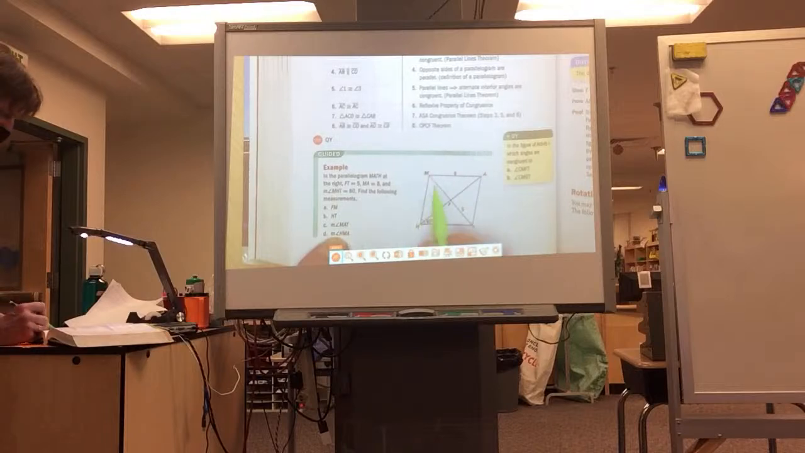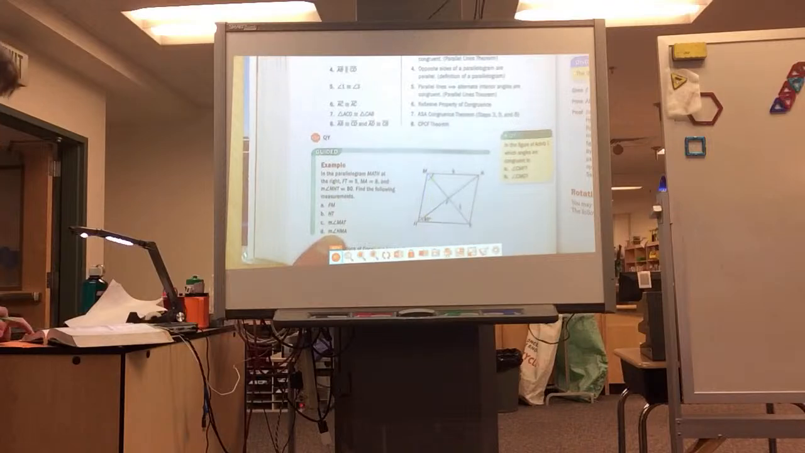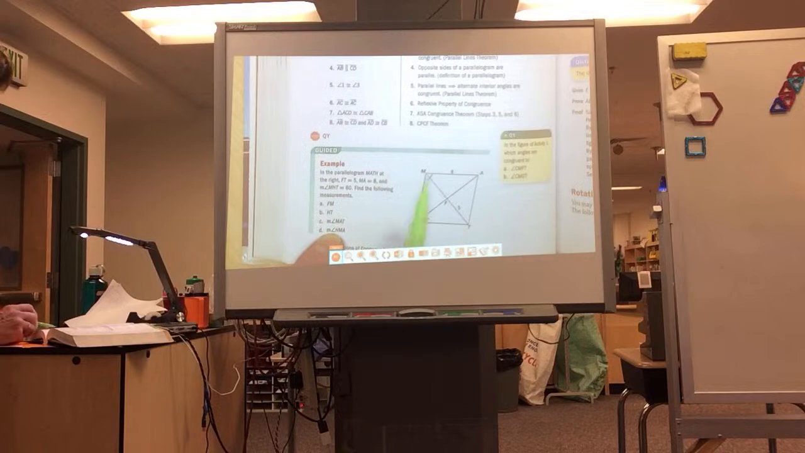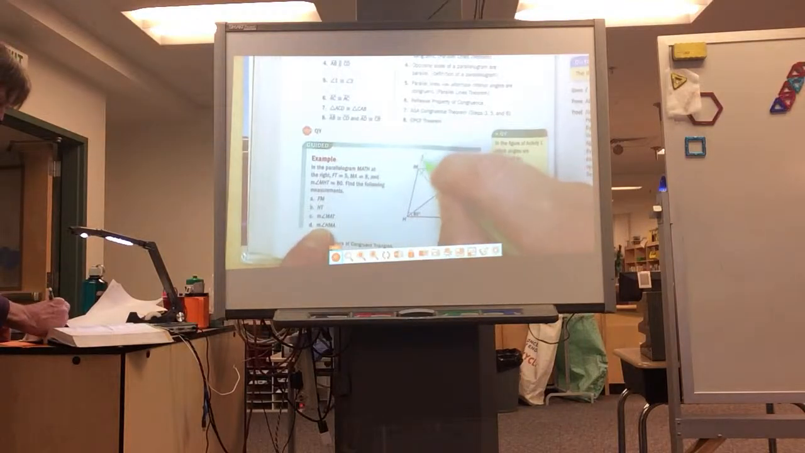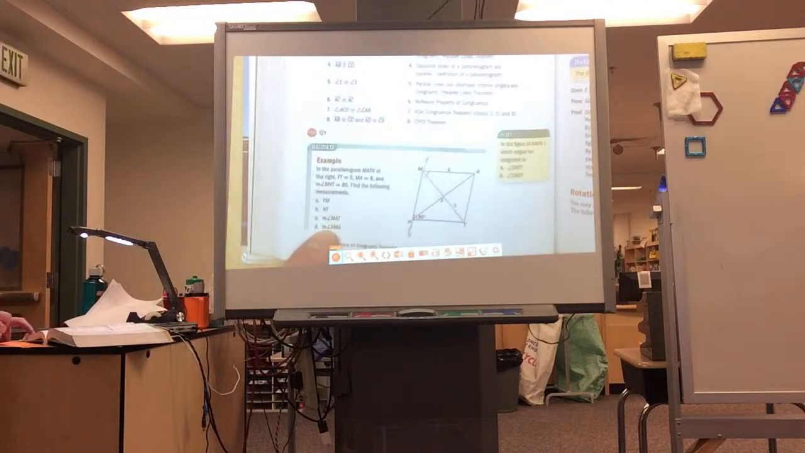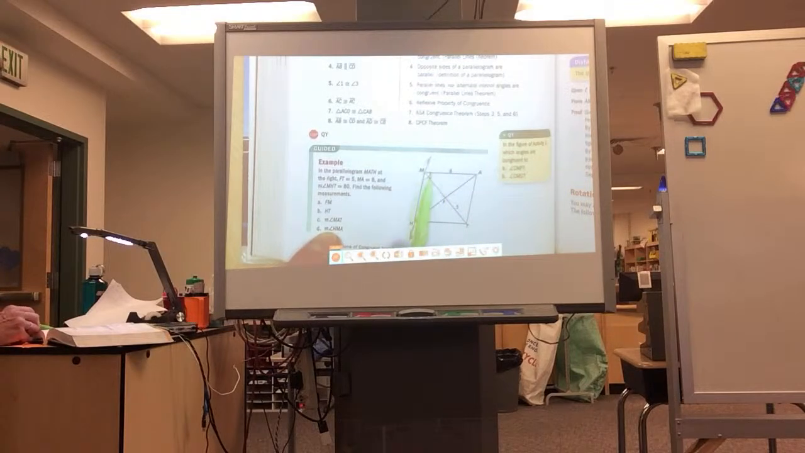HMA. So we're looking at this one up here. How much? 100. Say it again. 100. Why? Because it's a linear pair with the 80. It's going to be a linear pair because they are supplementary. If I did this, they are same side interior, on the same side of this transversal. They're on the inside of the two parallel lines.